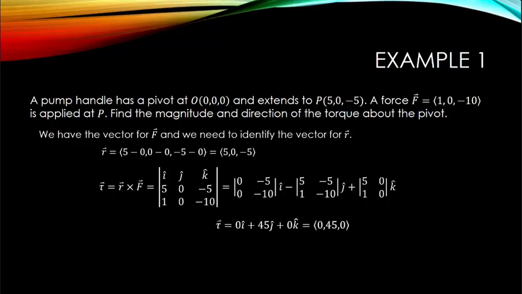This gives me the torque vector represented by 0 i hat plus 45 j hat plus 0 k hat, or in component form 0, 45, 0. The magnitude of my torque is 45. The direction of the torque is in the positive y direction, which is easy to see when I look at the component form of my vector.